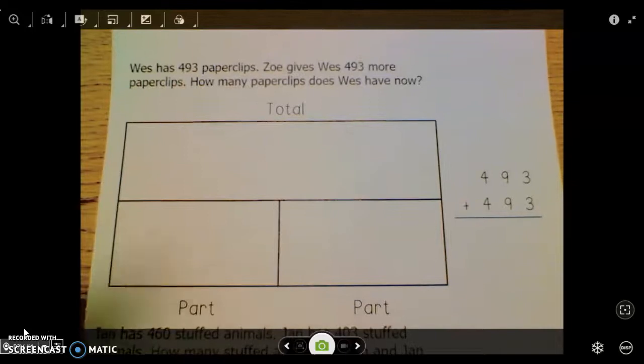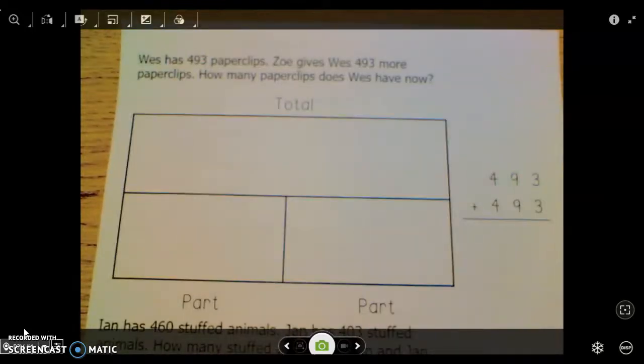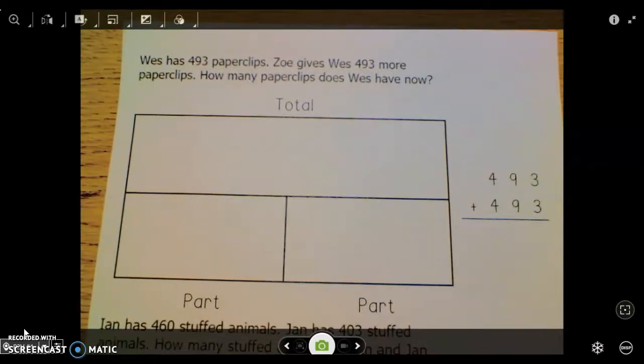Okay, so let's look at this first problem. It says Wes has 493 paper clips. Zoe gives Wes 493 more paper clips. How many paper clips does Wes have now? So the first thing I did is I read the problem.